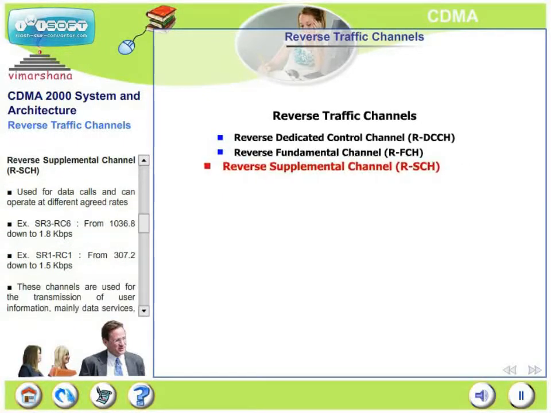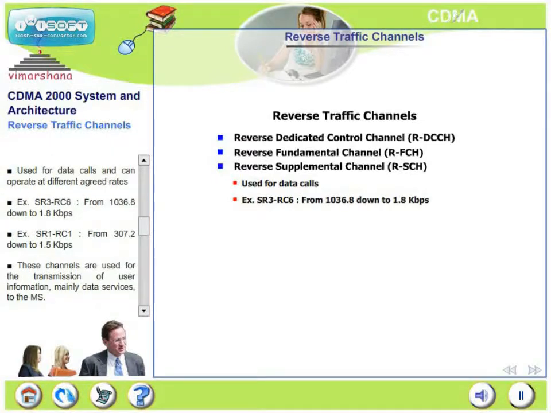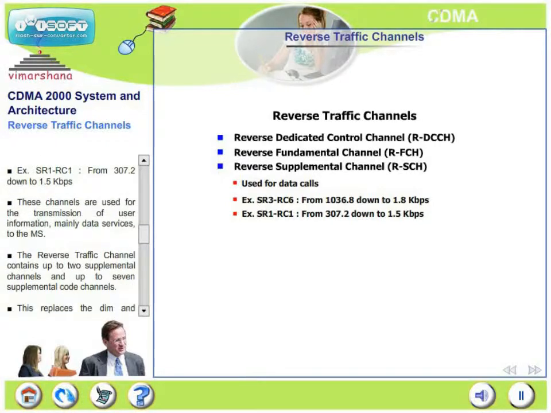The next one is reverse supplemental channel. This is used for data calls and can operate at different agreed rates. Example, SR3 RC6 may be from 1036.8 kilobits per second down to 1.8 kilobits per second. If you look at SR1 RC1, it will be from 301.2 kilobits per second down to 1.5 kilobits per second.